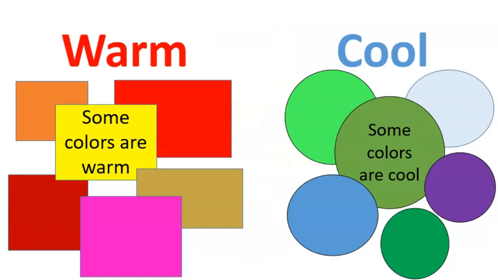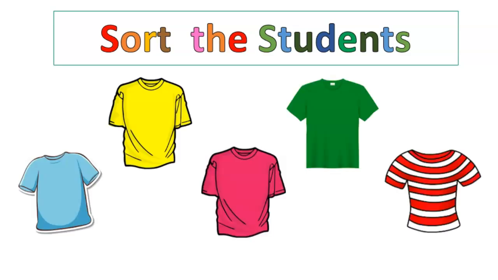Now that we know the color wheel and the spectrum, we are ready to divide our colors into warm and cool colors. Now, after you've done your warm and cool lesson, watching videos or doing a presentation, when you're ready to check for understanding, what you want to do is sort the students, or better yet, have the students sort themselves. So first, look at your shirt.